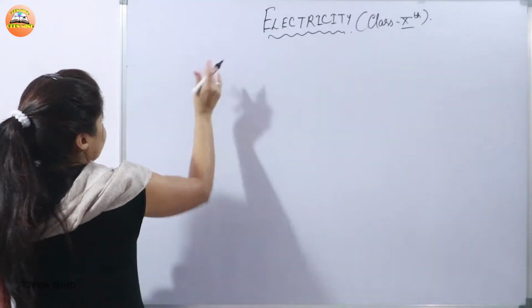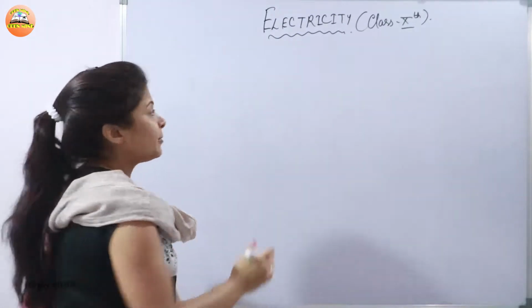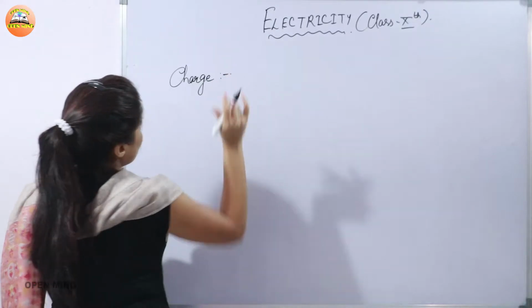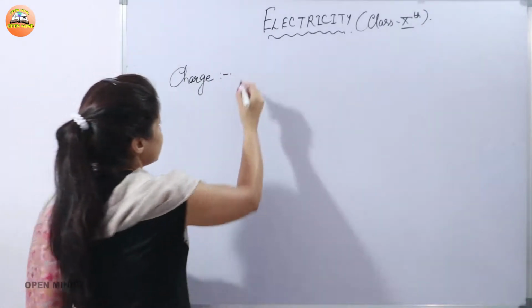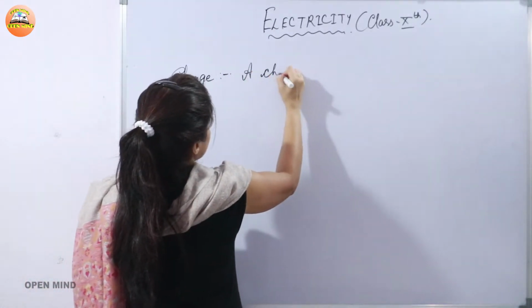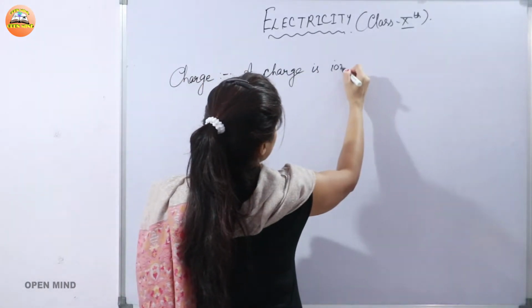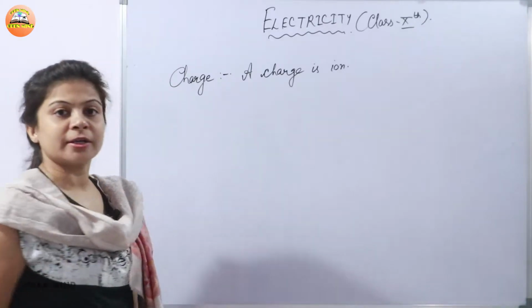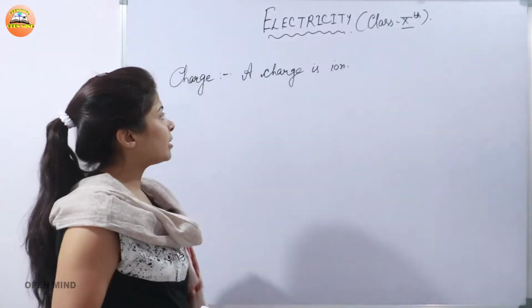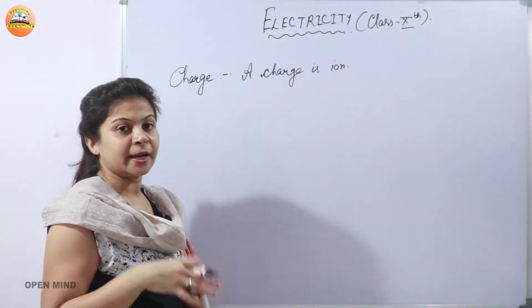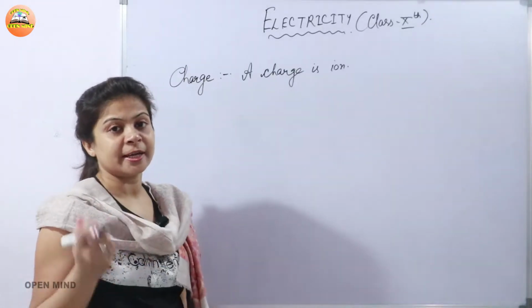Now, whenever the word electricity comes to our mind, the first word that comes is charge. So we know what a charge is. What is a charge? A charge is an ion. You might know this from chemistry: a charge is an ion, either a cation or an anion. If it is a cation, it is a positive charge. If it is an anion, it is a negative charge.